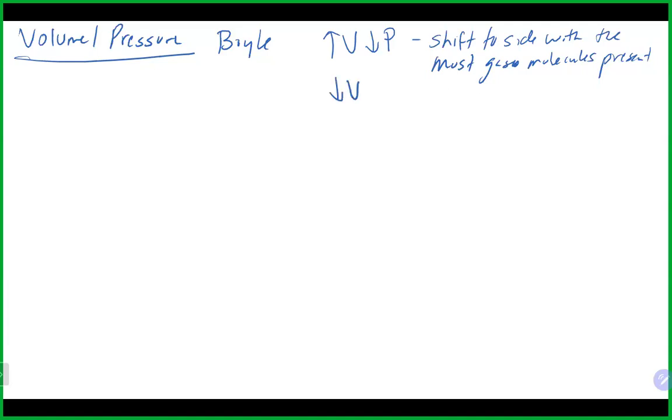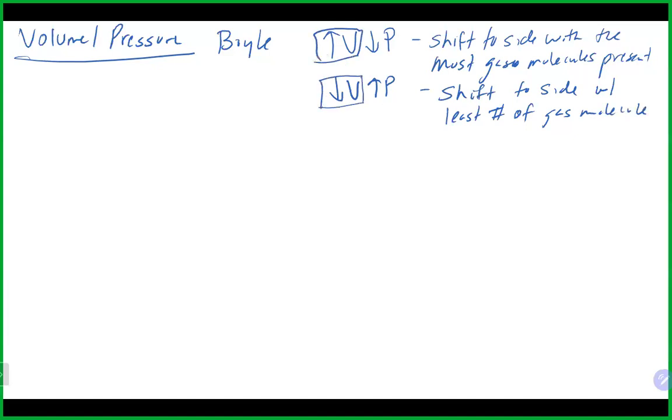If you lower the volume, the pressure will go up. So we're going to shift to the side with the least number of gas molecules. I personally think about this usually in terms of the volume, and it's a really easy way to remember it: if I have a big volume, I need more gas molecules. If I have a really small volume, I need less gas molecules. Large volume, more gas molecules; small volume or volume decreases, less gas molecules. And hopefully from Boyle's law, you remember the relationship of how pressure ties into that.